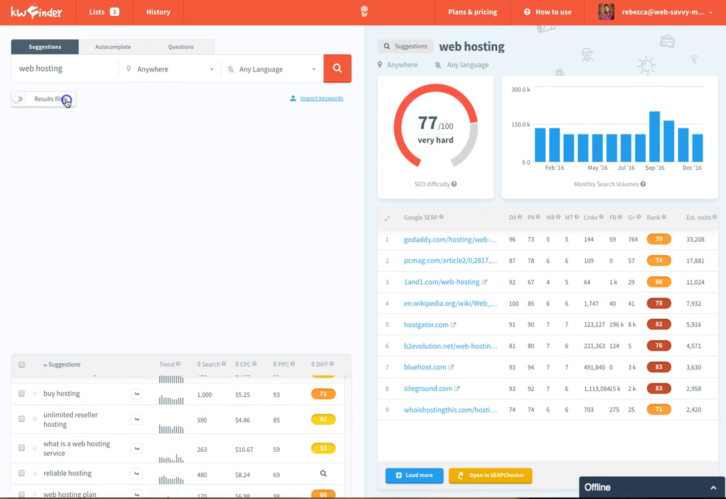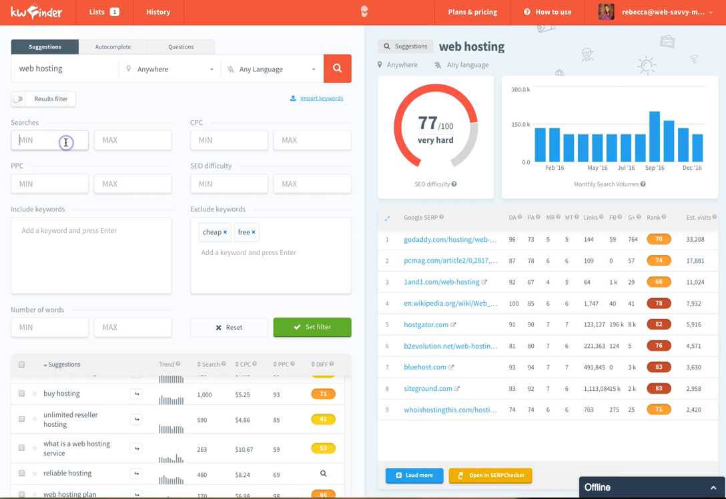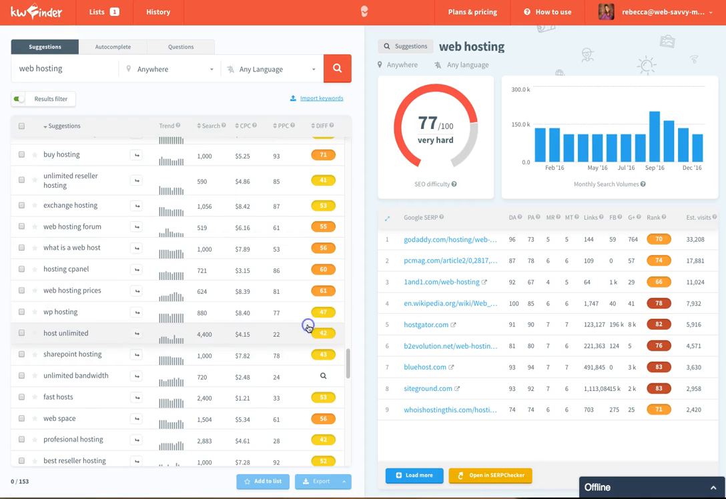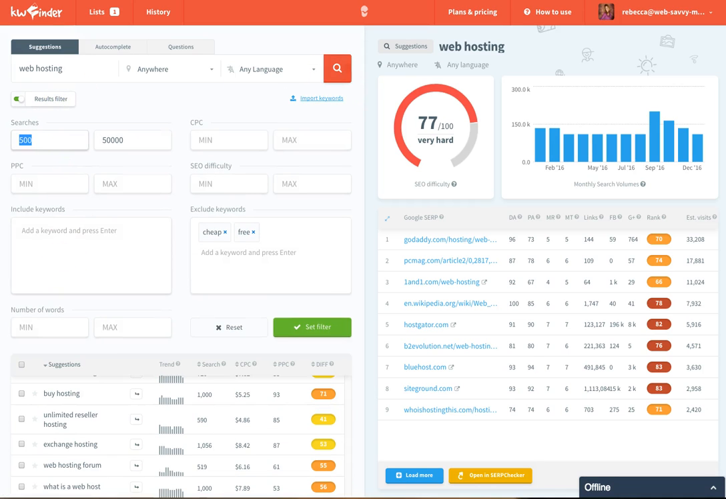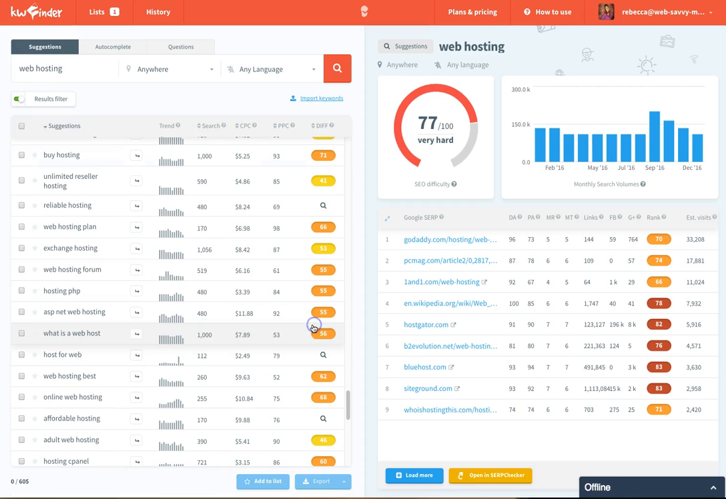We could filter through these results and say, I only want to see stuff that has a minimum of 500 searches per month and a maximum of 50,000 searches per month. And I can set that filter. I can change it to say, you know what? Nope, I actually get rid of that. Let's not do that. I want to look at number of words. It's got to have at least two words and no more than five words. And I can set that filter. And now I can start looking at that data.